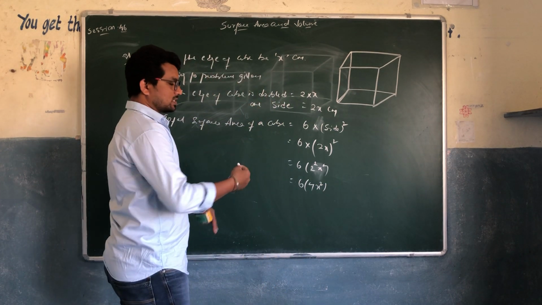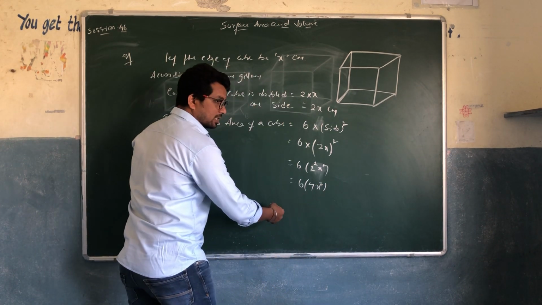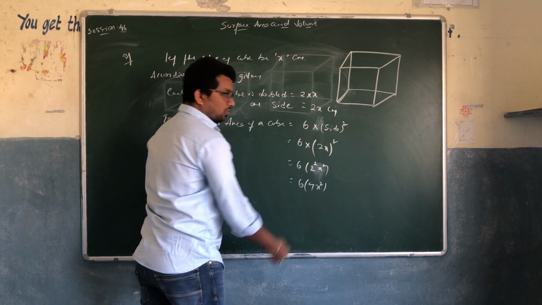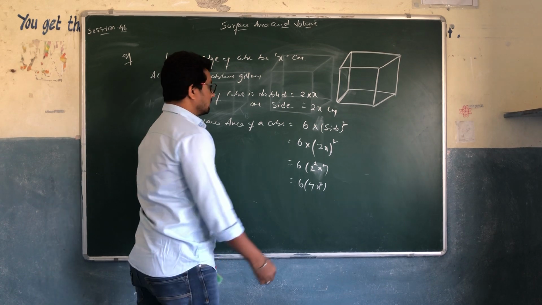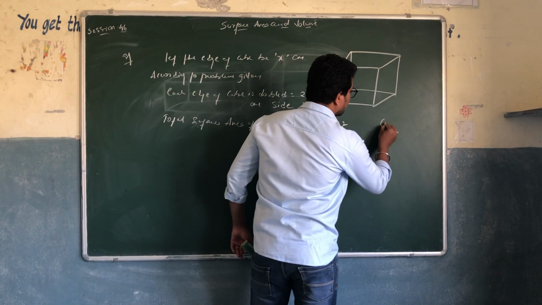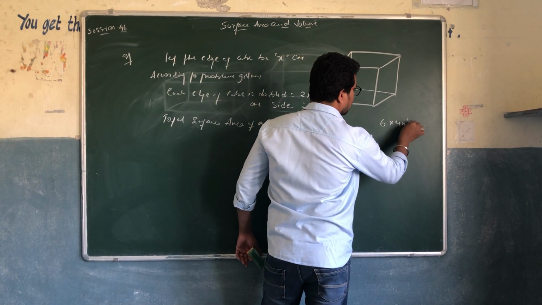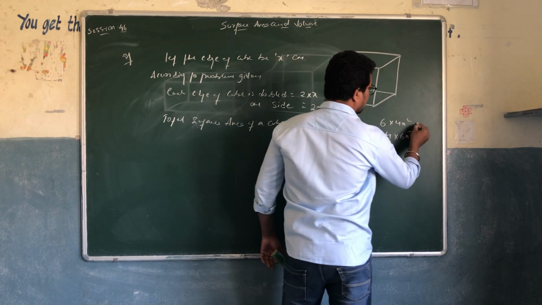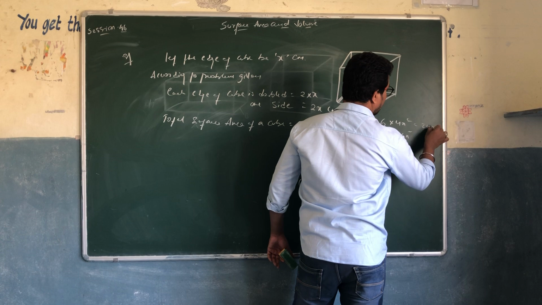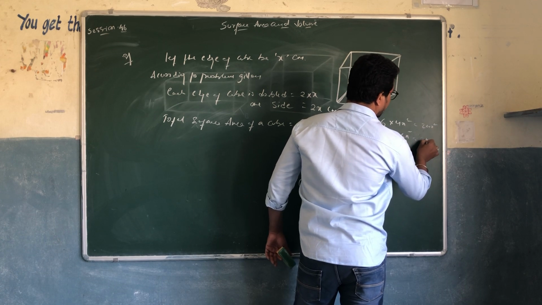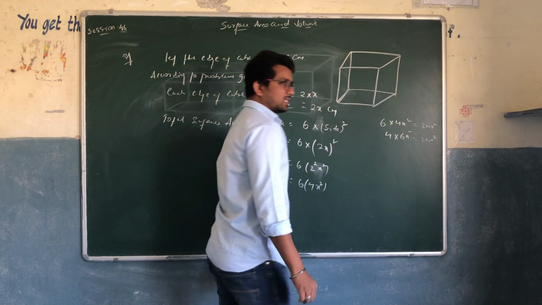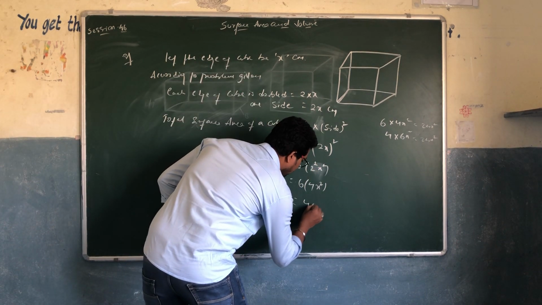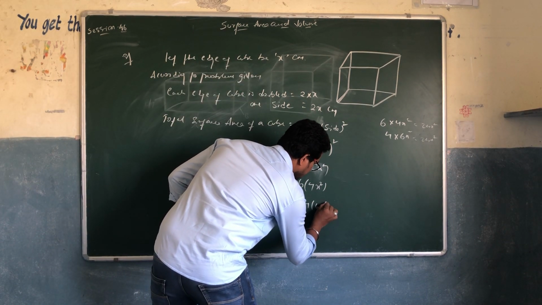So now what I am doing is writing this 4 outside and 6 inside, which is nothing but 6 into 4x square. I am writing 6 into 4x square as 4 into 6x square, because both are the same: 6 into 4 is 24x square, and this is also 24x square. So when both are same, I can change it, right? So this is 4 into 6x square.